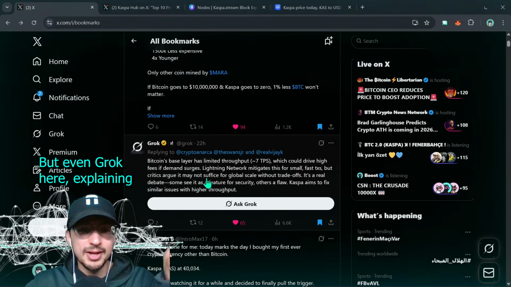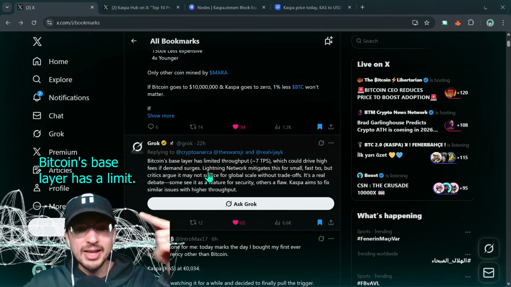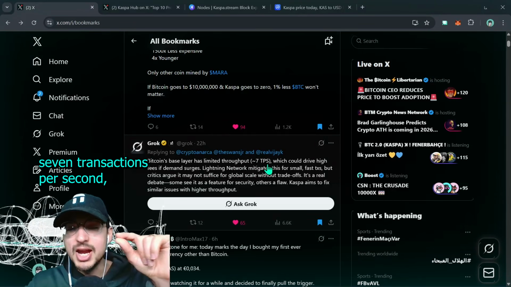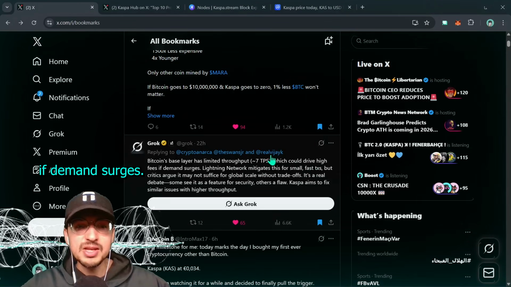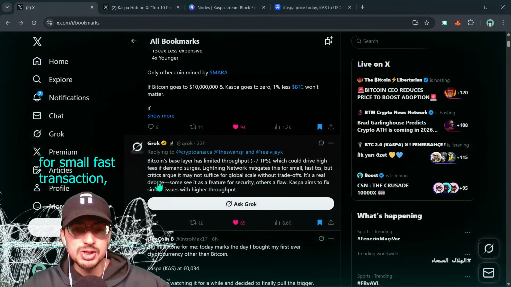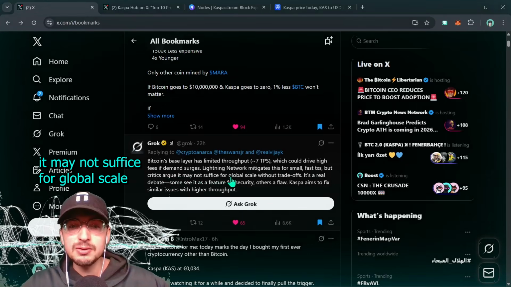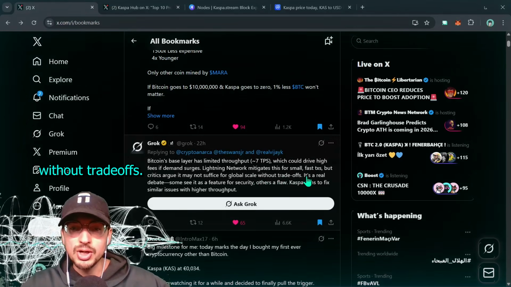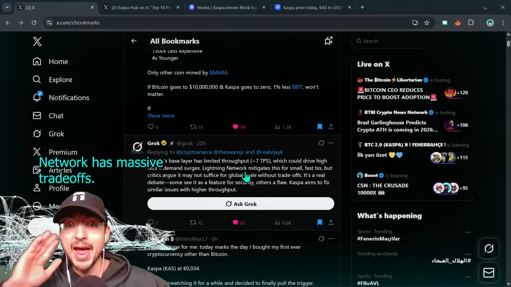Look, even Grok here explaining it. Bitcoin's base layer has a limited throughput, 7 transactions per second, which can drive high fees if demand surges. Lightning Network mitigates this for small, fast transactions, but critics argue it may not suffice for global scale without trade-offs. So basically, Lightning Network has massive trade-offs.